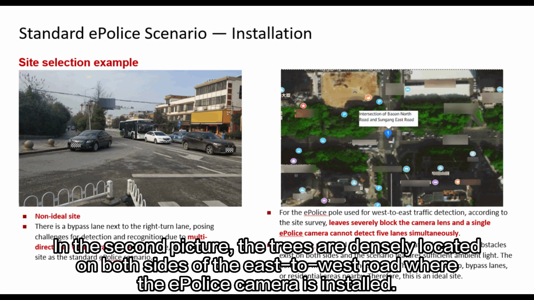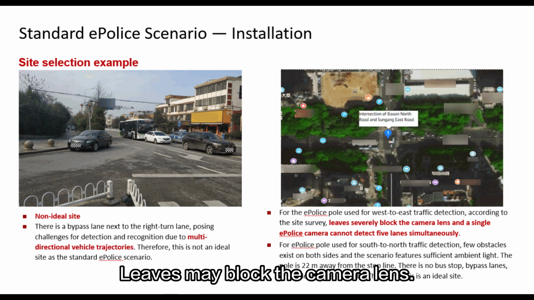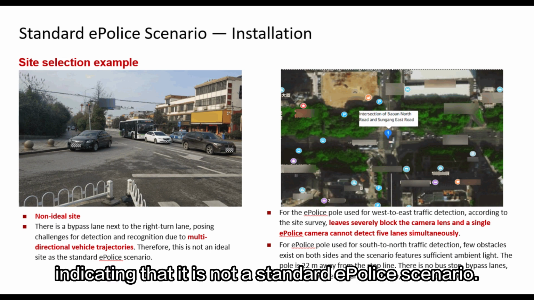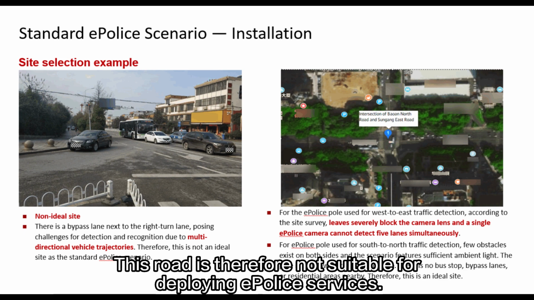In the second picture, the trees are densely located on both sides of the east to west road where the ePolice camera is installed. Leaves may block the camera lens. The east-west road has 5 lanes, indicating that it is not a standard ePolice scenario. This road is therefore not suitable for deploying ePolice services.